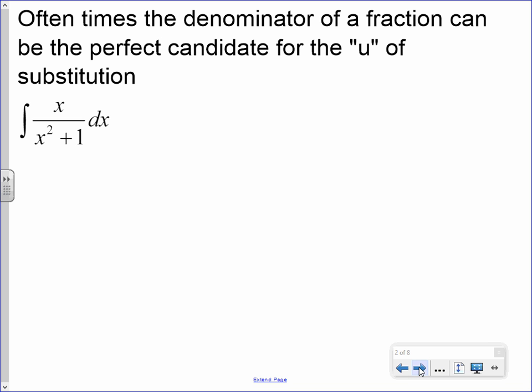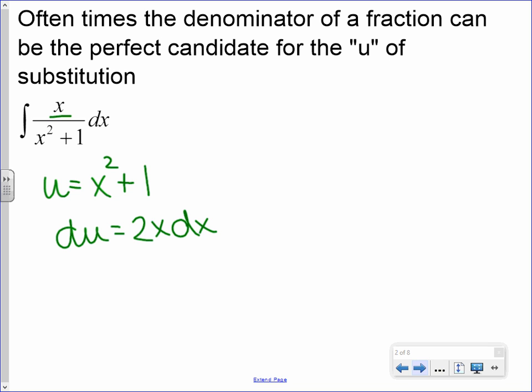So sometimes our denominator as a whole can be a perfect candidate for U substitution. Do you notice here how the denominator is 1 degree higher, polynomial, than the numerator? That should kind of be like a warning sign to you that maybe U substitution is going to be able to work out. If we let our denominator equal u, then du is 2x dx. Well, look at that. There's x dx.